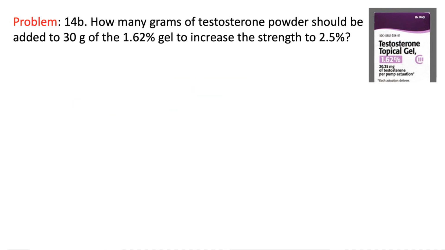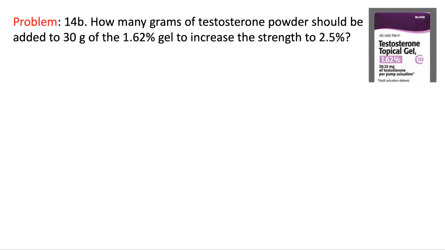Part B of this question is very similar and yet importantly different. It's the same calculations in the same way, but doing something opposite. So let's read the question. It says, how many grams of pure testosterone powder should be added to 30 grams of 1.62% gel to increase the strength to 2.5%? So this is not a dilution, it's a fortification. We are making a commercial product stronger by adding, in this case, pure drug.